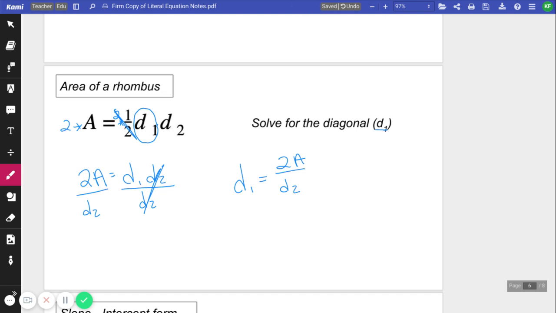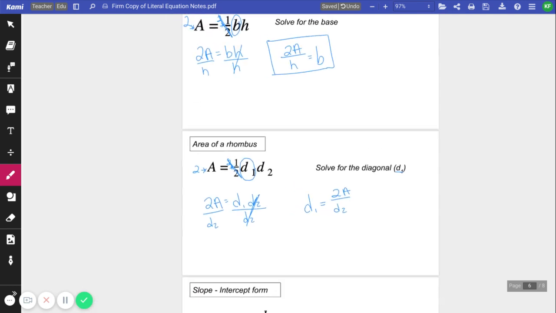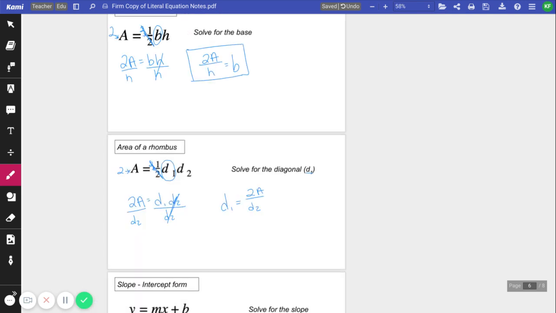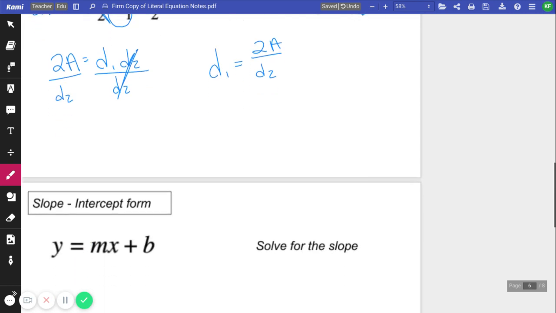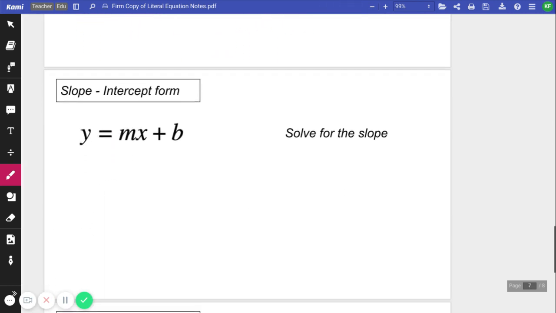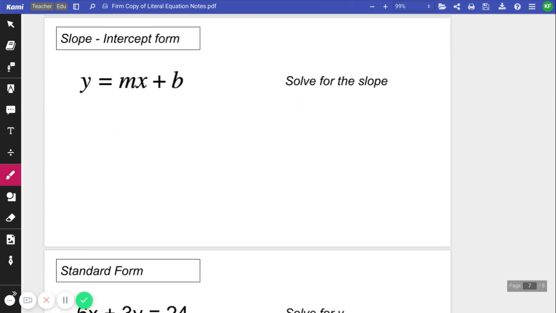So those steps were actually exactly the same as the one above. We multiplied by the reciprocal of our fraction, and then we just had to divide by the other variable. So it actually ended up being the exact same steps, just with different letters. We have a couple more that we're going to do here.